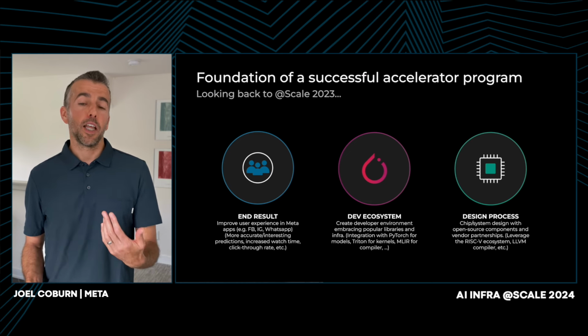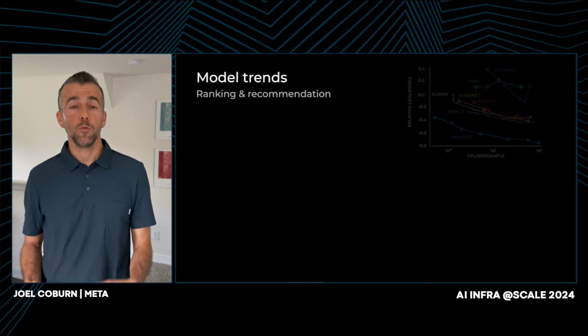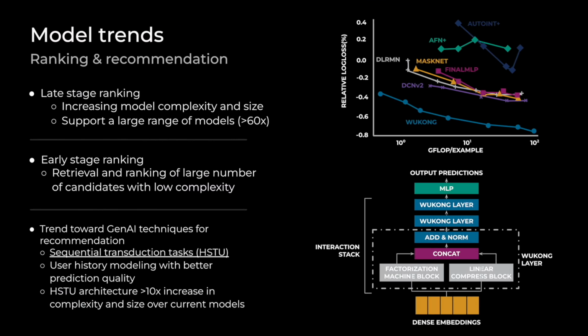With that in mind, let's look at some model trends that are really driving adoption of MTIA. We focused on the ranking and recommendation space. Particularly in late-stage ranking, we've seen an increase in model complexity and model size over time. The graph on the upper right shows that as we increase the gigaflops per sample, we continue to improve the accuracy of predictions with the model. That means there's still value to scaling up the model. At the same time, we have a really broad set of applications and a huge range of models to serve them, as much as a 60x gap in complexity and size.